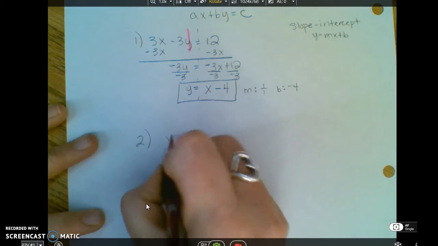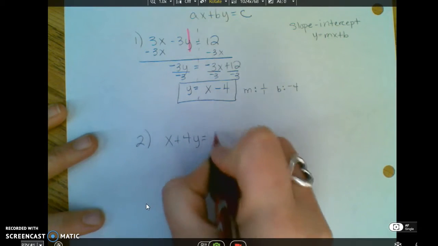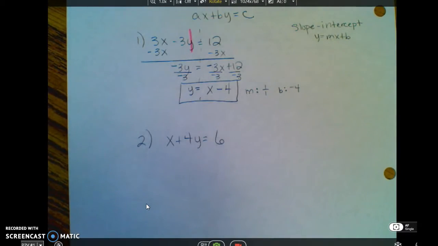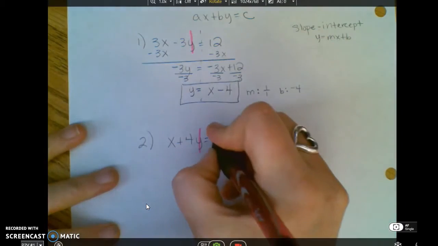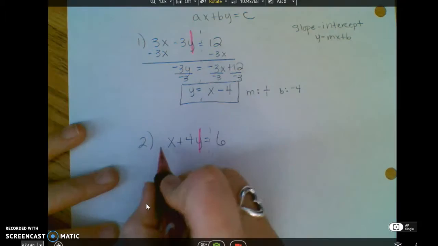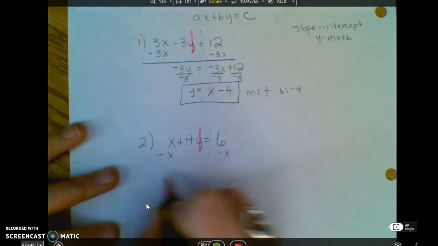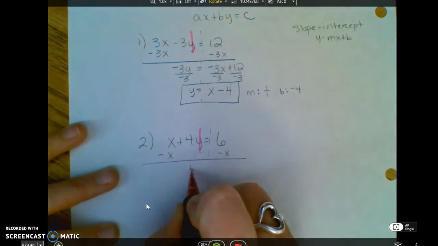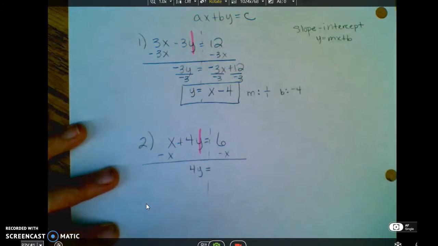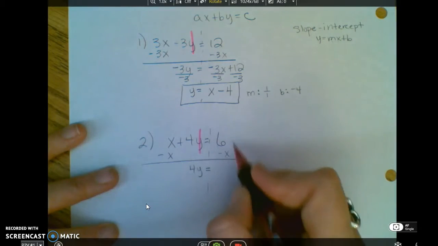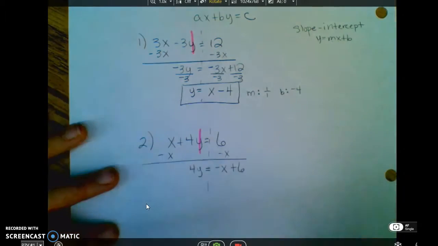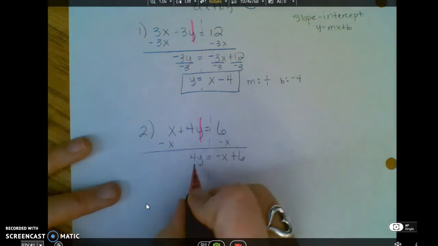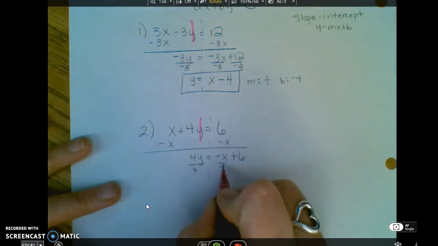Second problem, x plus 4y equals 6. Again, I want to put it in slope-intercept, so I'm looking to find y. In order to do that, I'm going to move the x by subtracting it. Now, these again are not like terms. Do not put them together. Variable, that 6 is positive. I'm going to divide everybody by the 4.